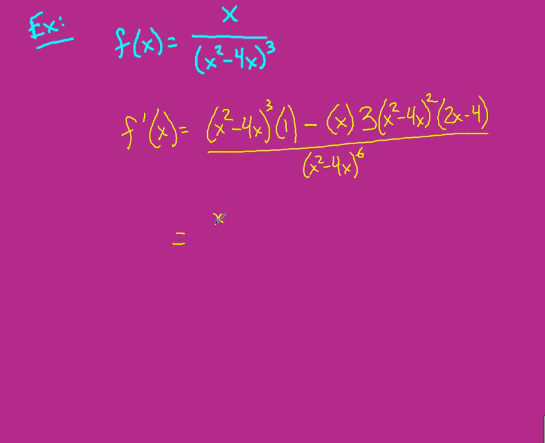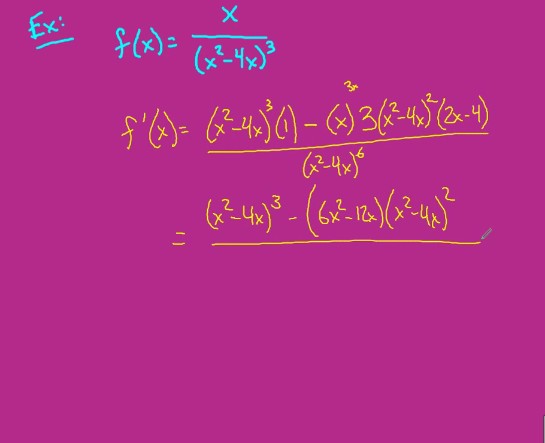I would leave this part just as it is, x squared minus 4x cubed times 1 doesn't do anything to it. Minus, I would take this x and 3, call it 3x, and distribute it into a linear part here. So it would be minus the entire big thing. It would be minus 6x squared minus 12x times that x squared minus 4x squared. And then again, all that is over the x squared minus 4x to the 6th power. And what I could do, if I wanted to, I could make this positive and change the signs in here, but there's not much really I can do beyond that.